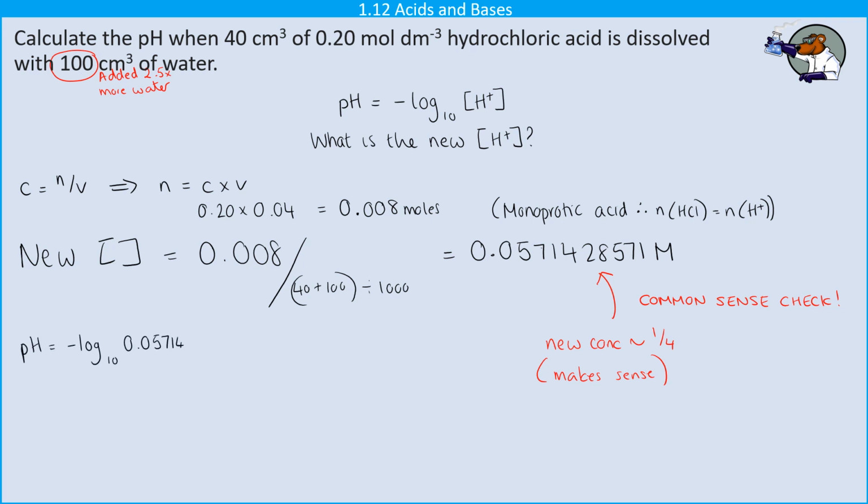So then in order to work out pH, we've already said it's negative log base 10 of this concentration. And that gives me an answer of 1.24, and of course I'm always giving pH to 2 decimal places. It's also just worth you stopping and thinking about the fact that yes, that pH does represent a strongly acidic solution, so this is a reasonable answer to this question.